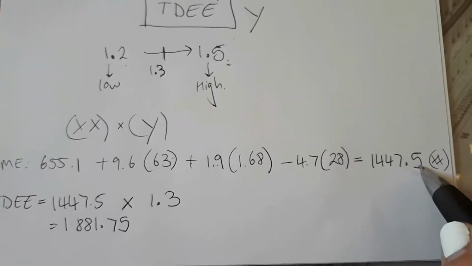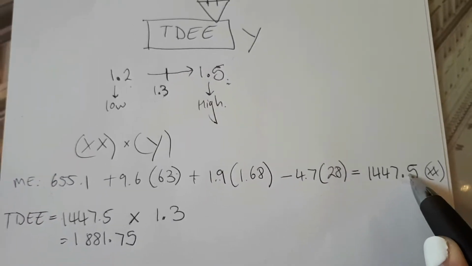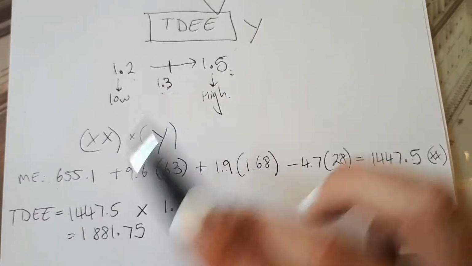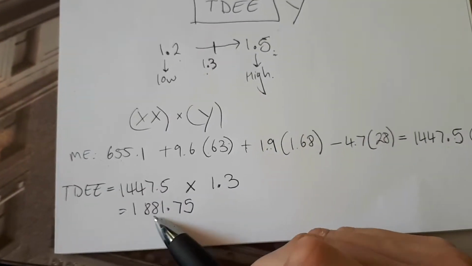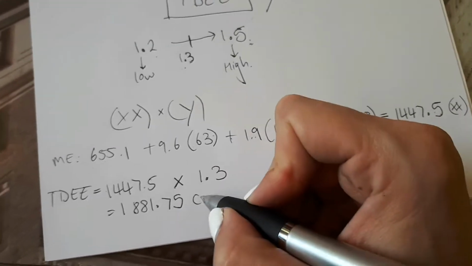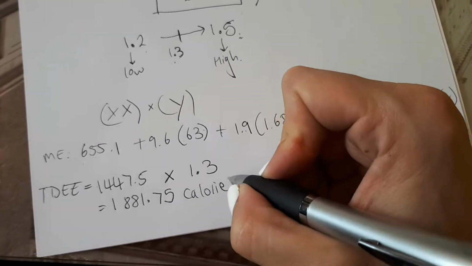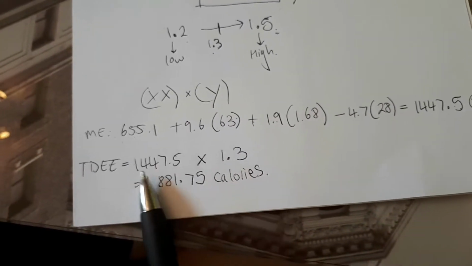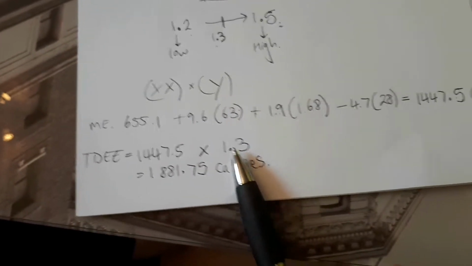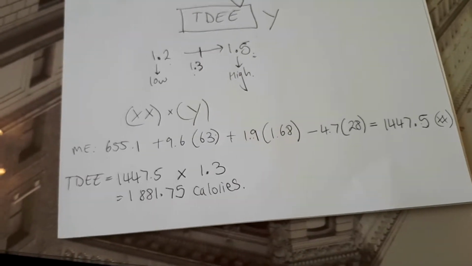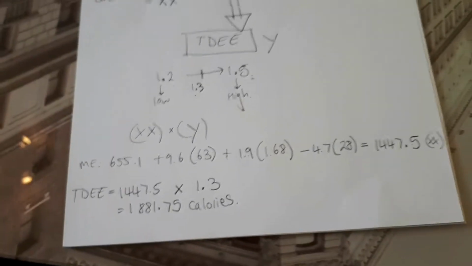1,447.5 calories. Okay. Then I'm going to times it by my TDEE factor, my activity level, which is 1.3, and I get 1,881.75 calories. Okay. So these are the calories that I need just to do my day job, run around, do gym, and then let my digestion digest, all of that stuff.